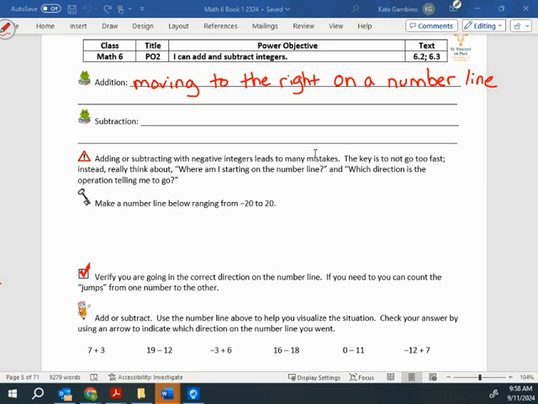So what do you think subtraction means? If adding is moving to the right, what's subtracting? Liam? Moving to the left on the number line.